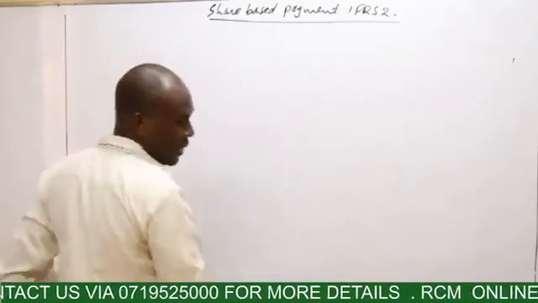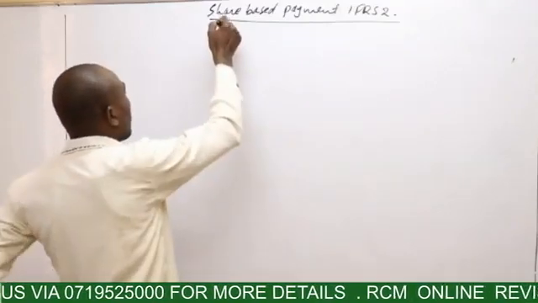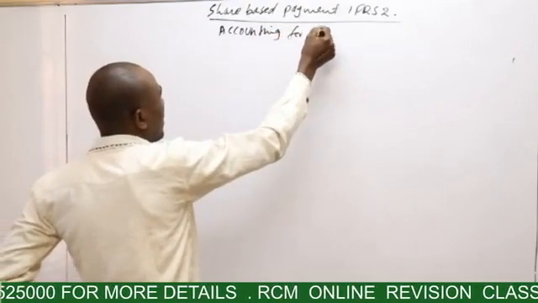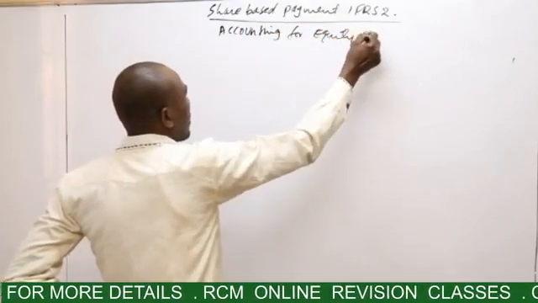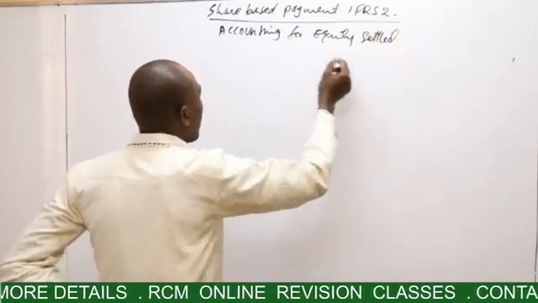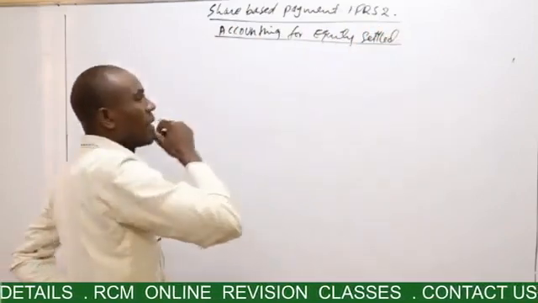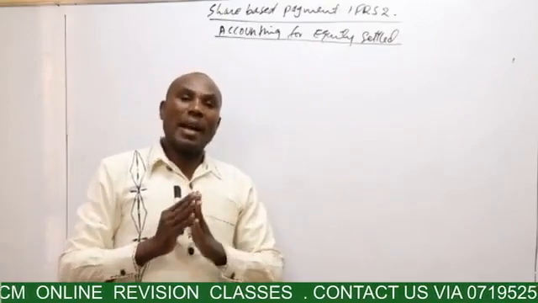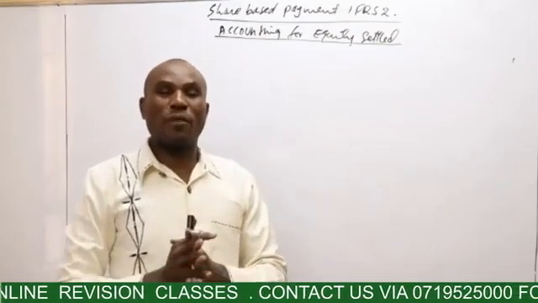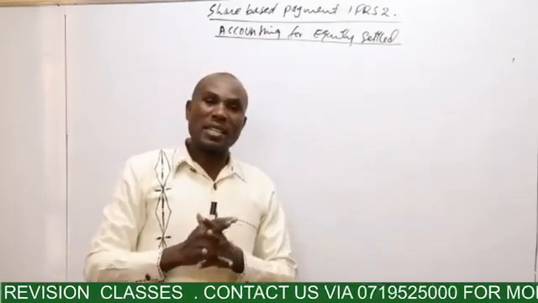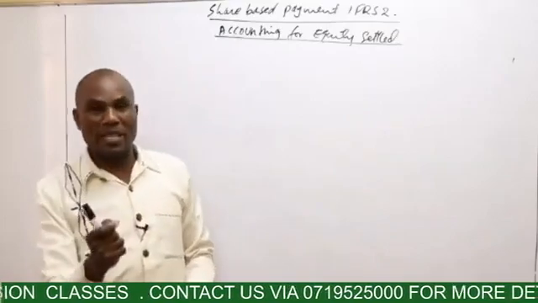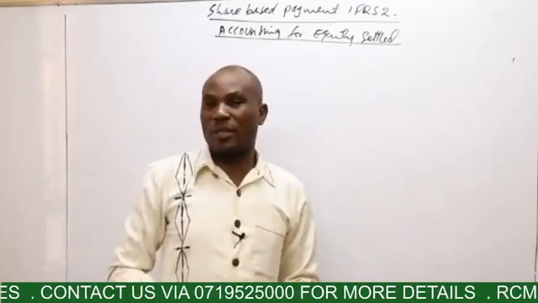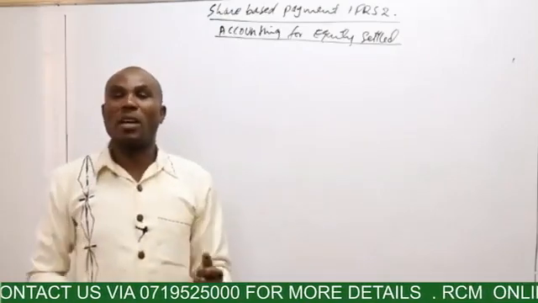Let's begin, good friends, with equity settled, accounting for equity settled transactions. Now remember, the essence of IFRS 2 under this is how to account for an expense or a liability under a share-based transaction. How to account for the liability or an expense.